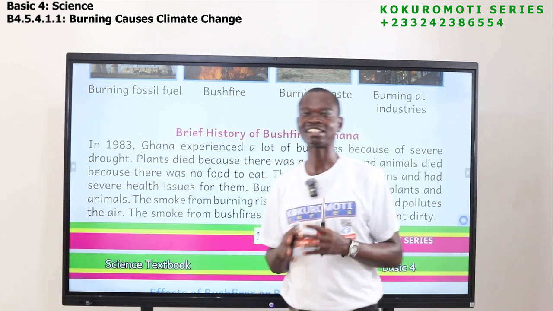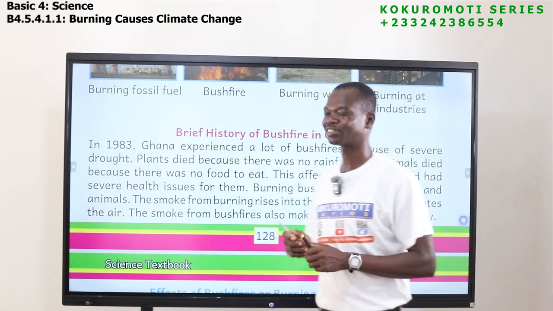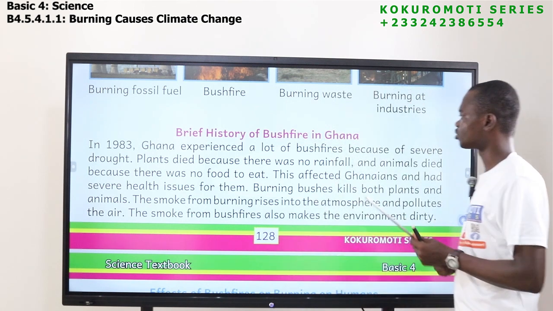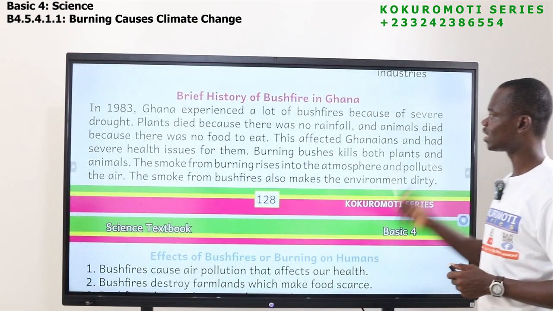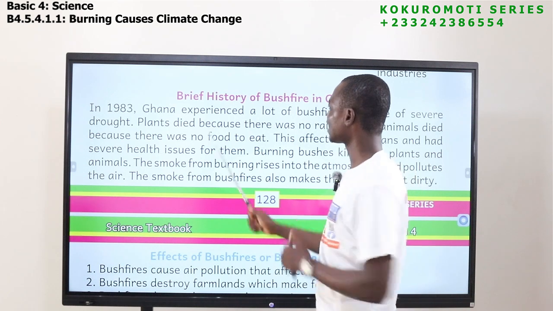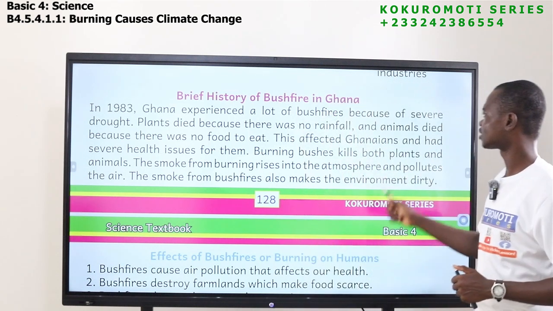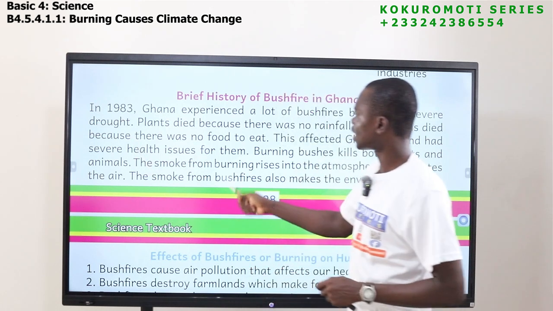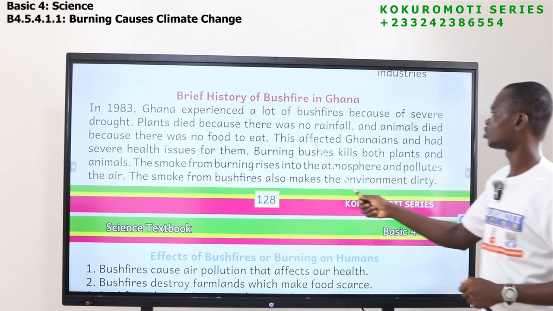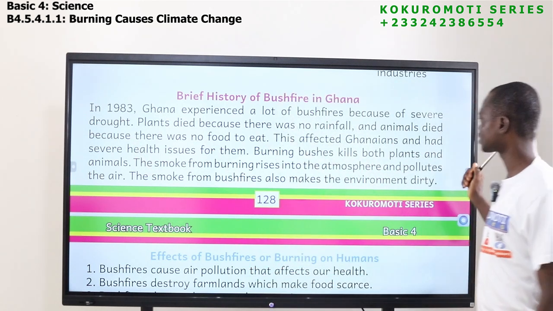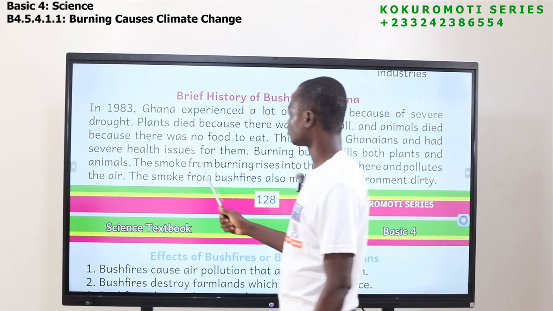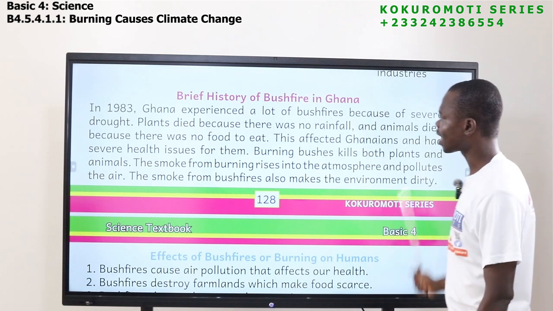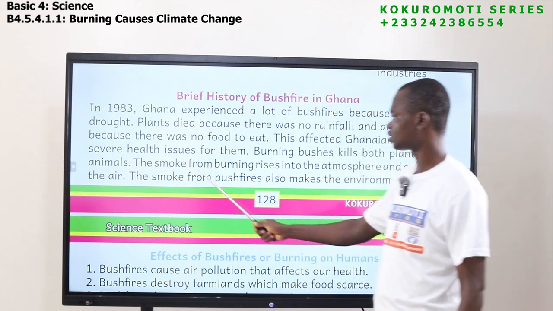But we have done just small research, and let's look at what we have here about a brief history of bushfire in Ghana. In 1983, Ghana experienced a lot of bushfires because of severe drought. Plants died because there was no rainfall, and animals died because there was no food to eat. This affected Ghanaians and had severe health issues for them.